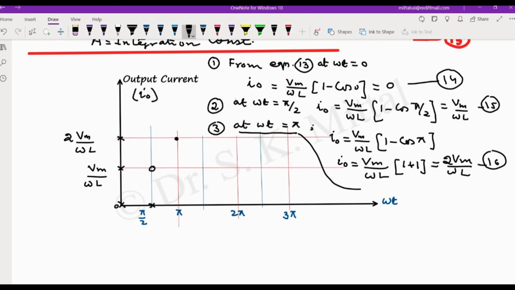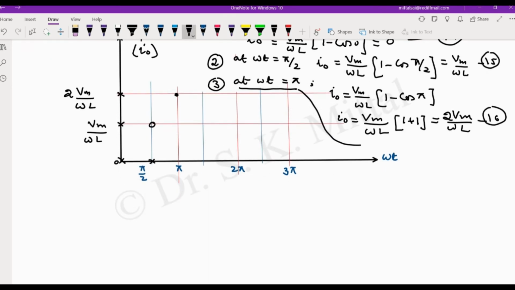So this is the value of 2 omega L. Again, one more calculation I can do, and I can draw up to omega t is equal to pi this type of curve. Now, one more point I can calculate to obtain the full waveform, at omega t is equal to 2 pi.